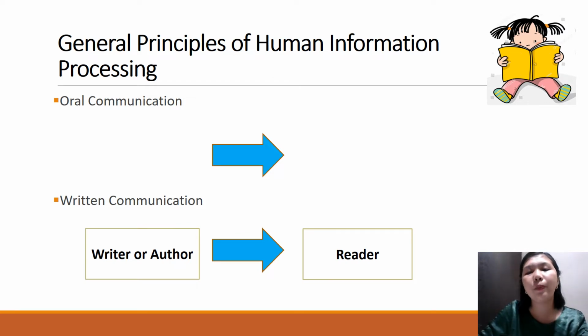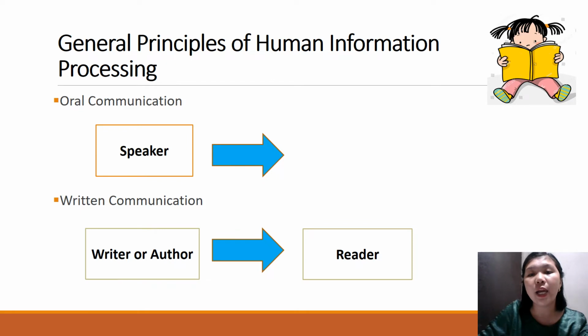What happens when one person communicates with another, either orally or in writing? Let us now take a look at some general principles that underlie human information processing. Simply put, this involves the flow of information from a sender to a receiver. In speech, the information input is sound. In reading, the information input is print. We have oral communication and written communication.